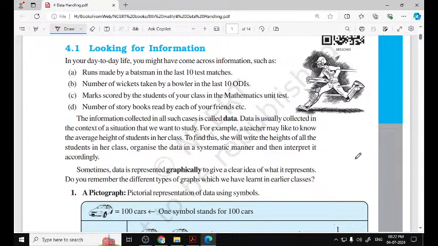Data is usually collected in the context of a situation that we want to study. For example, a teacher may like to know the average height of students in her class. To find this, she will write the heights of all the students in her class, organize the data in a systematic manner, and then interpret it accordingly. Now this is a branch of mathematics. Data handling or statistics is a branch of mathematics that deals with numbers.